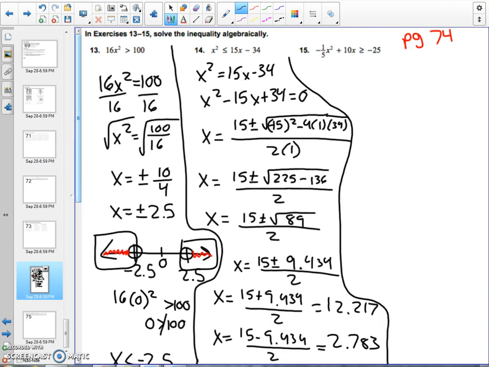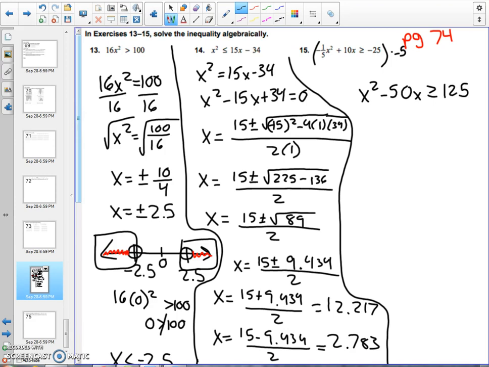All right, let's look at 15 then. So 15, we have kind of an ugly fraction in there that I know you all hate. So what we're going to do right away is get rid of it. So the way to get rid of a negative 1/5 is to multiply everything by a negative 5. So if I multiply every single piece by negative 5, I would get x squared minus 50x is greater than or equal to negative 25 times negative 5 is positive 125.